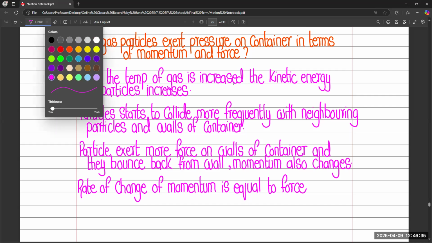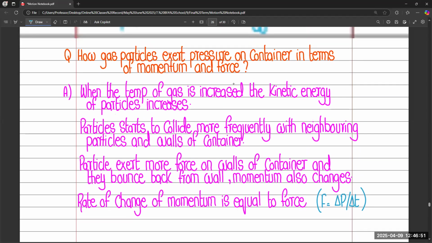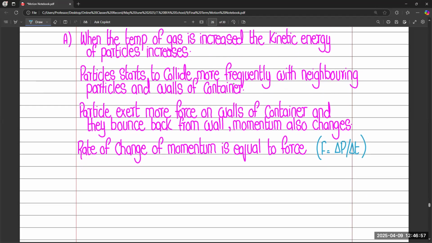And the equation is F equals ΔP over T. This triangle sign is the delta sign. Delta represents the change. So the rate of change in momentum is equal to the force. And according to the question, it is mentioned momentum and force, so we include momentum and force in our answer. And when force is acting on the container wall, definitely force per unit area is equal to the pressure.